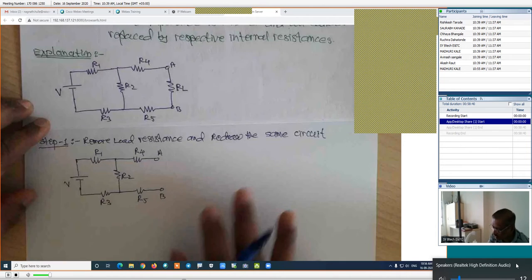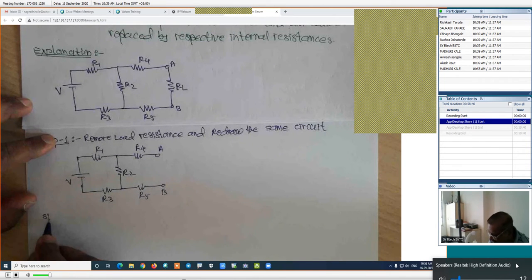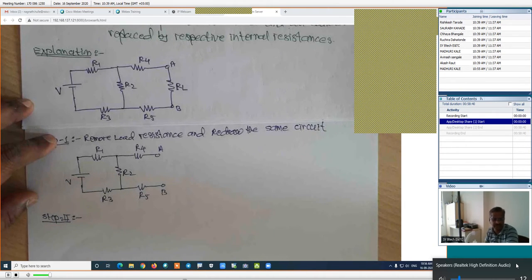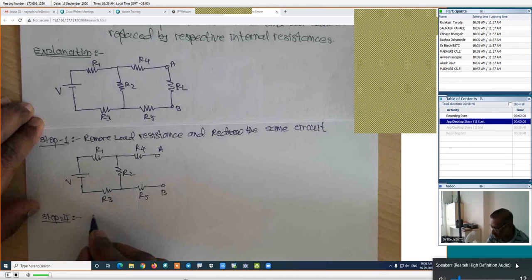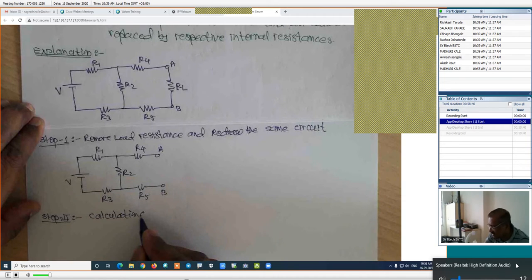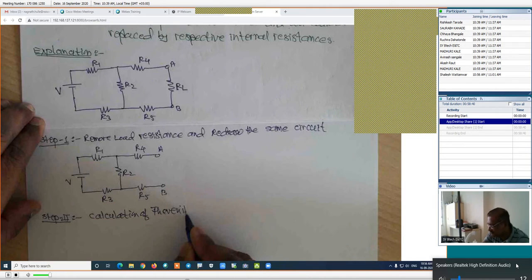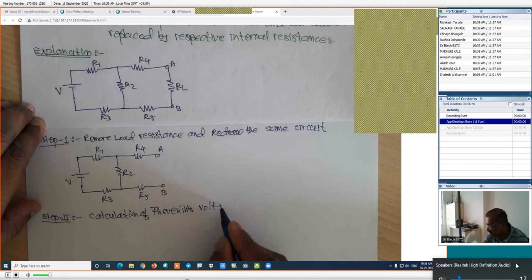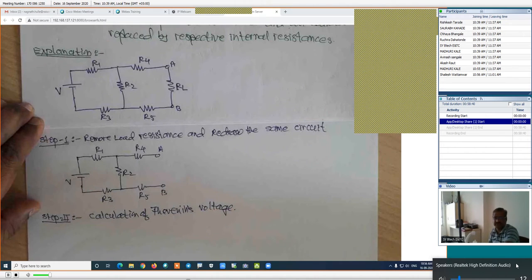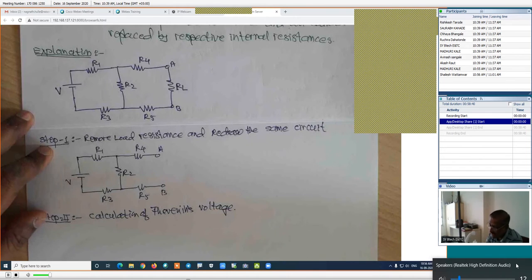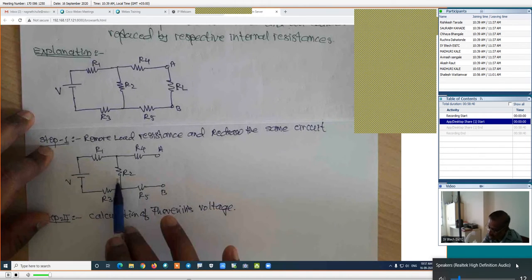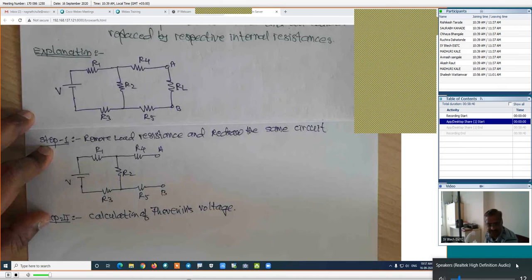Now, step number 2. I will draw. Step number 2 is the calculation of Thevenin's voltage. That's right. How is the calculation of Thevenin's voltage? For the calculation of Thevenin's voltage, we have to find out the current in all these branches which are involved in the calculation of VTH.